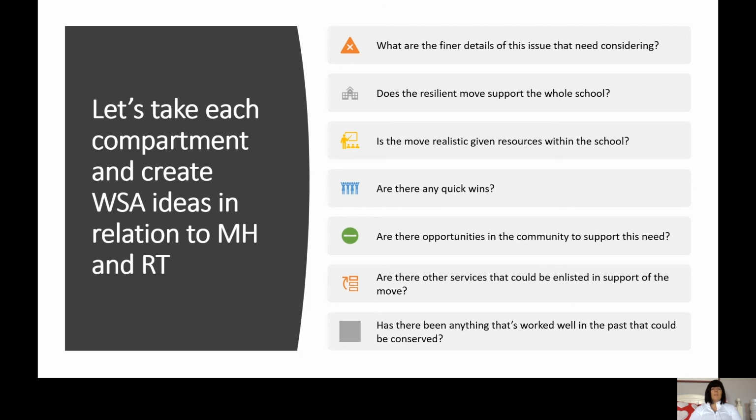And the thing about these things is, if we think outside the box, we just don't know where they can end up leading, and then that lovely positive chain reaction that can happen. Or are there any other services that could be enlisted in support of that move that you're thinking? So these are the questions that you can come back to each time you're considering.